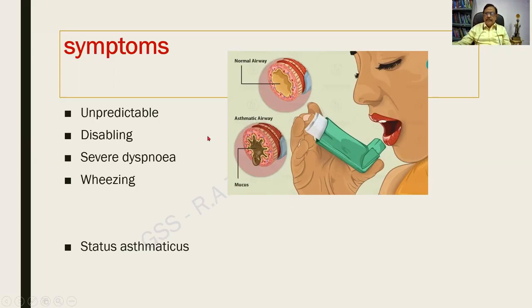And look at the picture over here. It is not just for adorning the screen that I have put it. The patient is under severe distress. And I find that there is a constriction of the airway along with an increased amount of secretion.